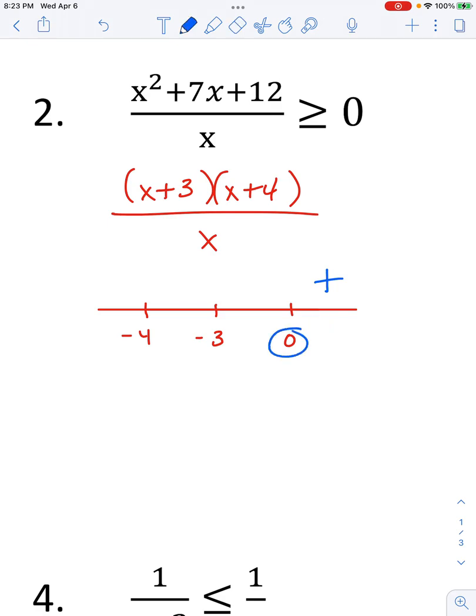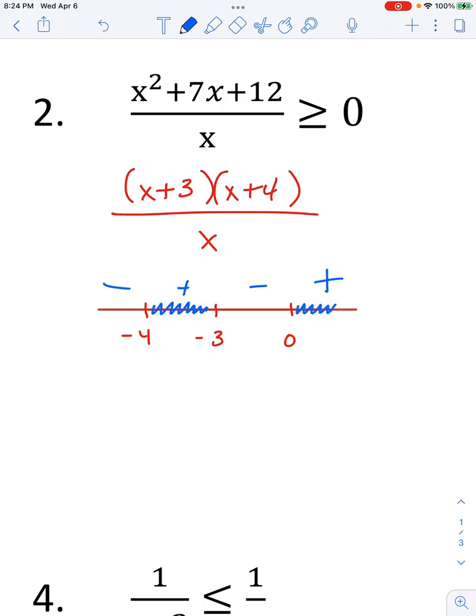Then 0 is a vertical asymptote. Its multiplicity is 1. Therefore, it must change signs. It must be negative then. -3 is an x-intercept, which also has a multiplicity of 1. Therefore, it must change signs. And then finally, -4 is another x-intercept, also a multiplicity of 1. It must change signs one more time. So this would be a minus plus rational inequality. Now, it's going to shade all the greater, so all the positives.